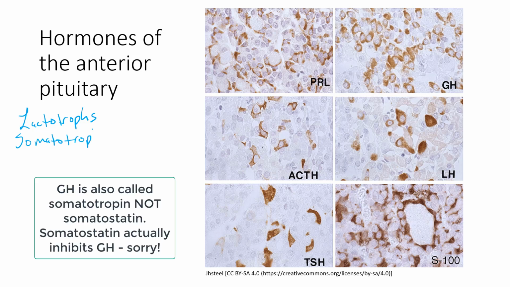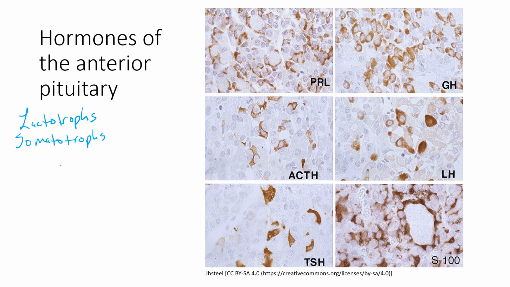And you might be asking yourself, hey Brown, why don't you call it growth hormonotrophs or something? Well, the other name for growth hormone is somatostatin. We typically call it growth hormone now, but it used to be called primarily somatostatin, so these are called somatotrophs. Both of these are going to be acidophils.